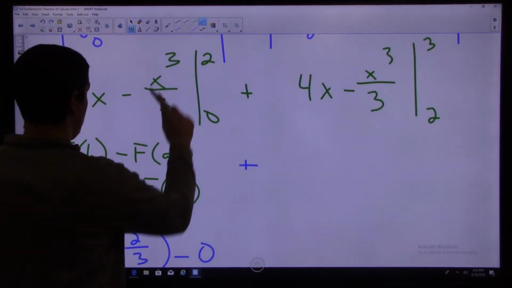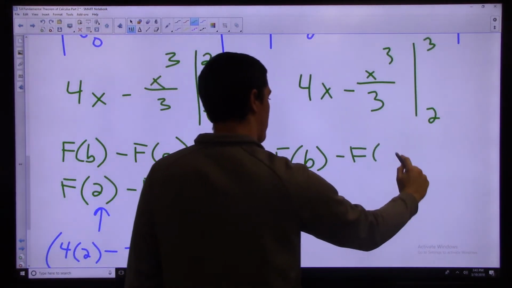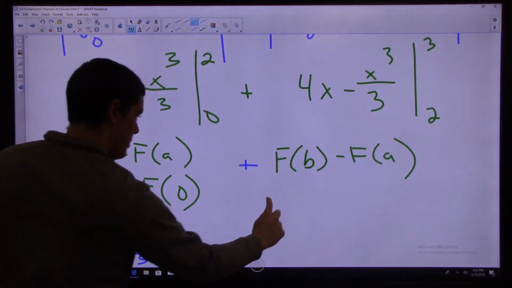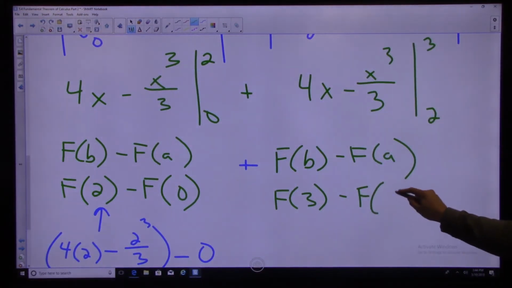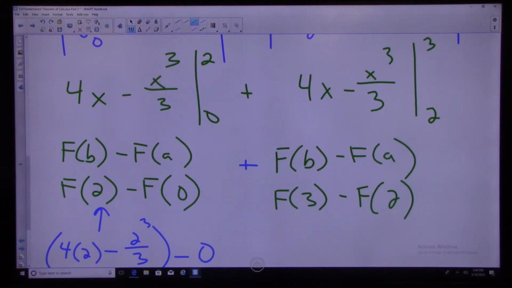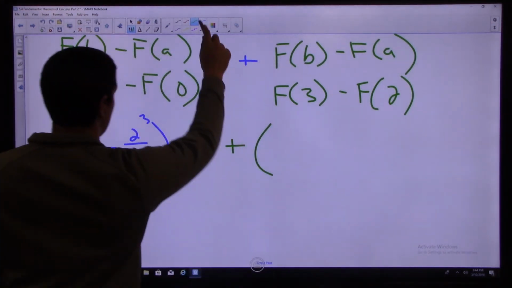well, it's still going to be, let me do some green stuff. So it's still going to be f of b minus f of a. But my b and a have changed here. So it's going to be f of 3 in this case, minus f of 2. Okay. Keep it going. Let me write out f of 3. So f of 3, plus here, blue.